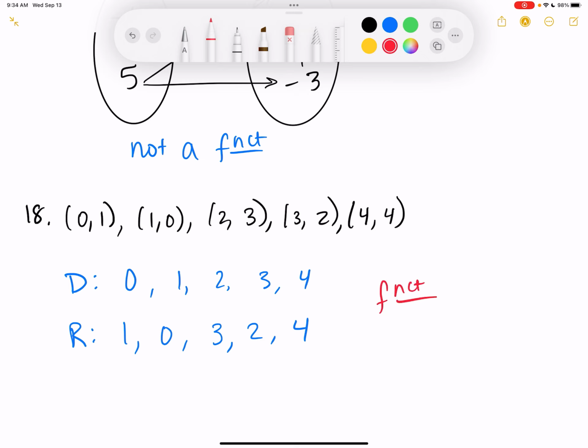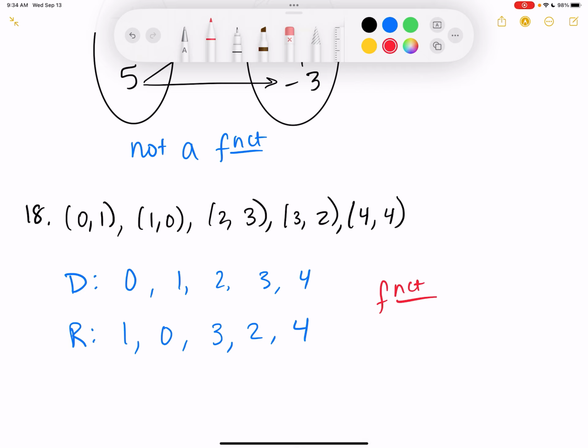So as long as you pick a method to show it, it's good. If you use the mapping diagram, as long as you don't have any numbers that stack on top of each other, or points that stack on top of each other, if you do a vertical line test, which we'll look at again in a second, that also would be sufficient to show that it's a function or not, depending.